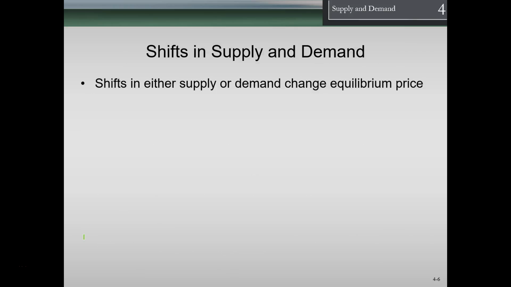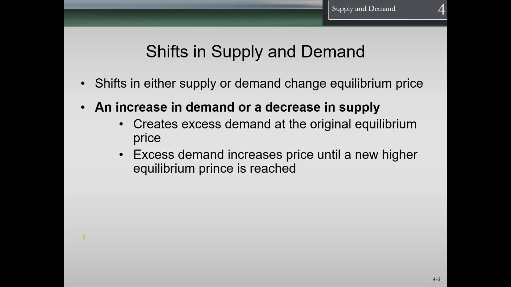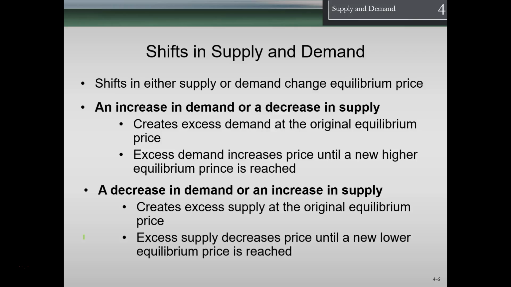So, shifts in supply and demand. Shifts in either supply or demand change the equilibrium price. We've talked about shifts in supply and demand, and of course that is going to change the equilibrium price. Anything other than price that is changing either supply or demand will shift the supply or demand curve, rather than moving along it, and that will affect the equilibrium price. So an increase in demand or a decrease in supply creates excess demand at the original equilibrium price. Excess demand increases price until a new higher equilibrium price is reached. We'll look at this graphically in a second. A decrease in demand or an increase in supply creates excess supply at the original equilibrium price. Excess supply decreases price until a new lower equilibrium price is reached.